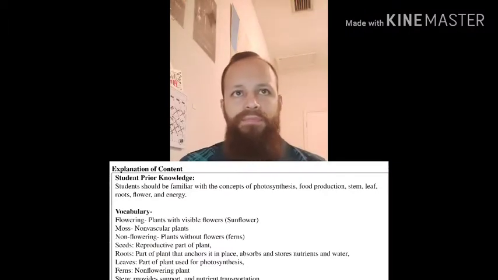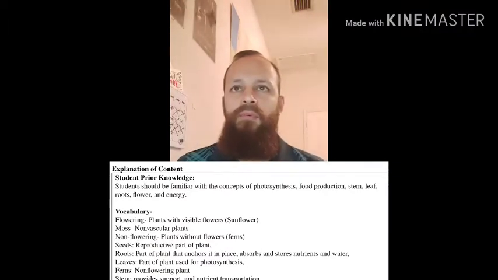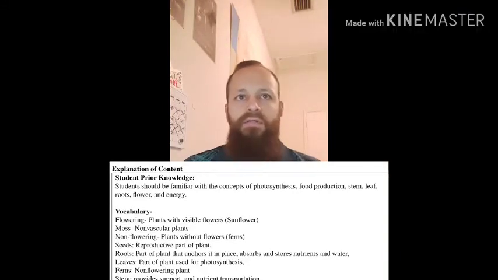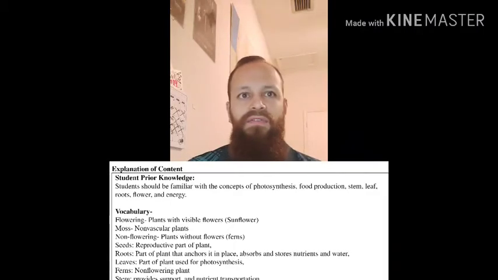Explanation of content. Students' prior knowledge. Students should be familiar with the concepts of photosynthesis, food production, stem, leaf, roots, flower, and energy. The vocabulary they should be familiar with are flowering, moss, non-flowering, seeds, roots, leaves, ferns, and stems.